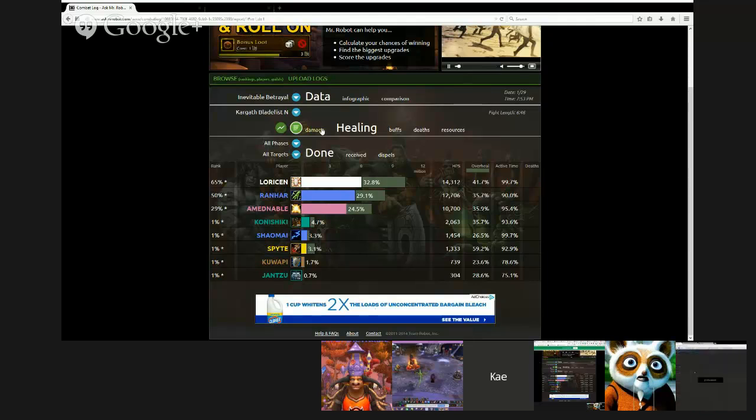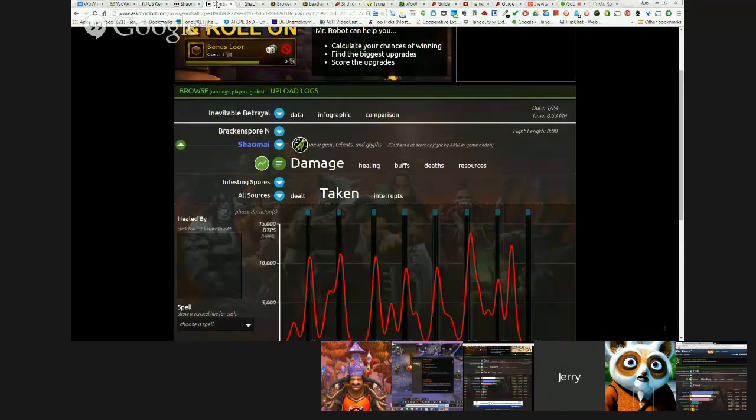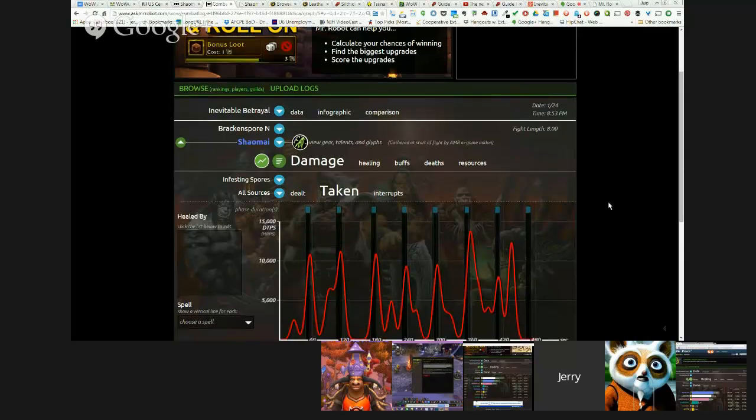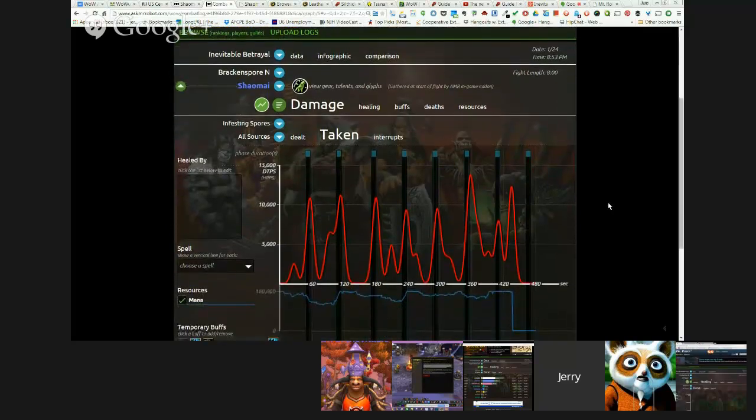But there is something I want to point out about the data, this module that we're looking at right now, and I'll display on my feed something that I found really helpful. What I did was pull up the last Brackenspore fight that the R&D group went at, at least the one I was present at, to take a look and review my own performance and try to get a better sense of the fight.